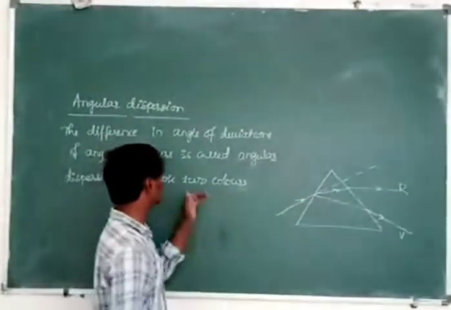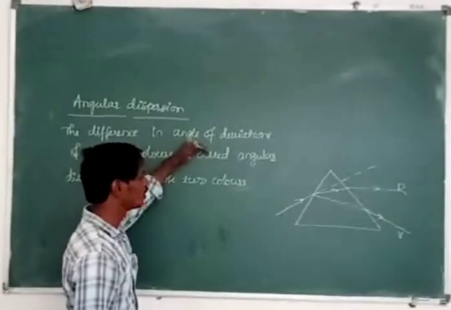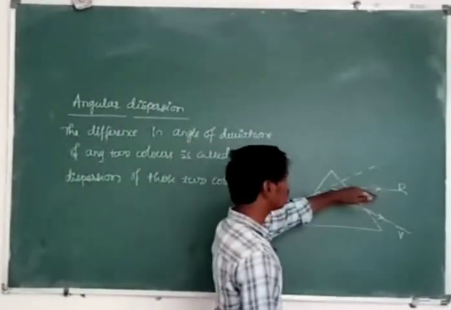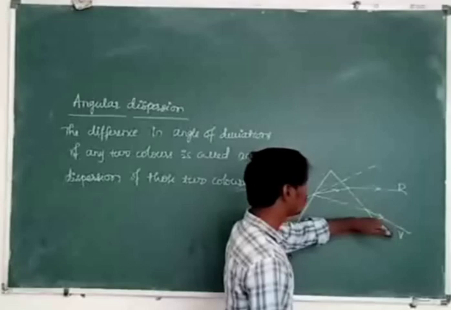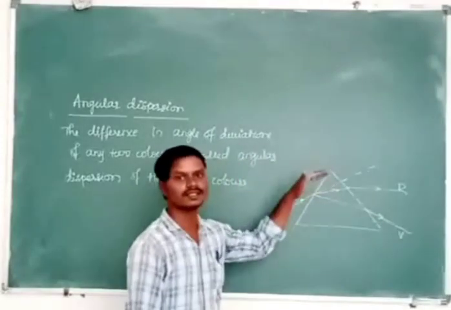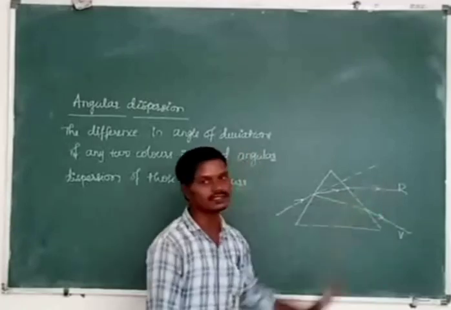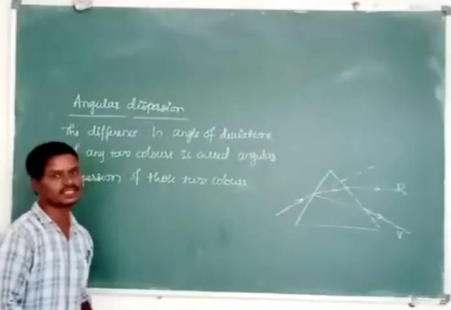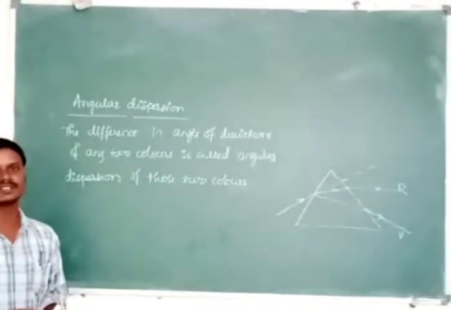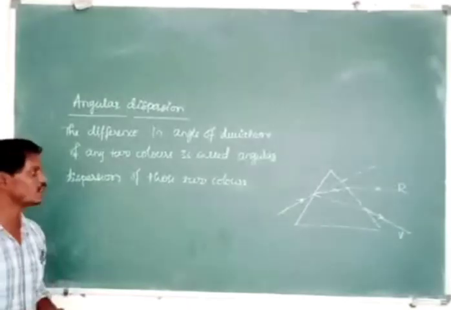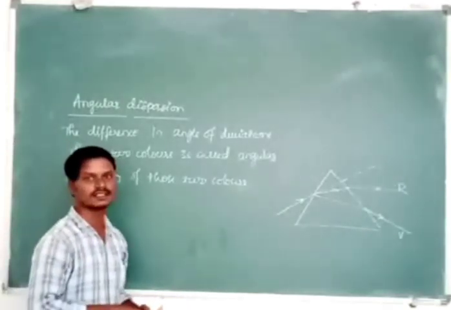The difference in the angle of deviations of red color and violet color is called the angular dispersion between violet and red. So which is the most deviated color? Violet is the most deviated color, and which is the least deviated color? Red is the least deviated color.